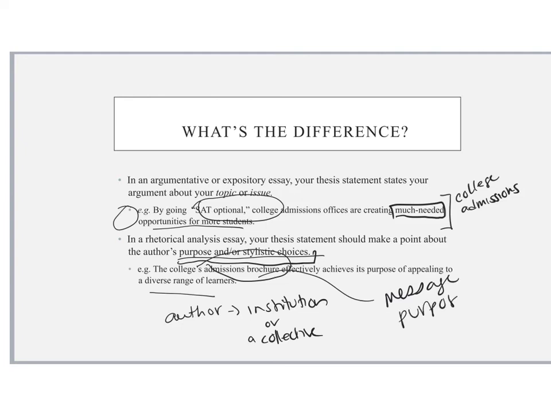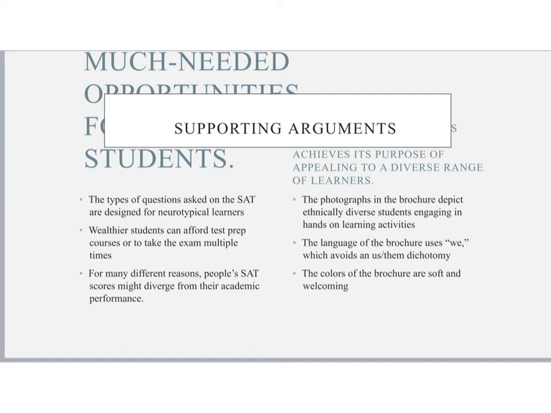Okay, so the PowerPoint slide screwed up a little bit here. This is supposed to be a properly formatted declaration of the previous thesis, but I just wanted to give you a quick idea of how the different claims or supporting arguments would work. So if we had the previous thesis statement for the argumentative or the expository essay, SAT optional, as admissions offices going SAT optional provides much needed opportunities for a diverse range of students, right? So the claims you would make have to do with why that statement is true.